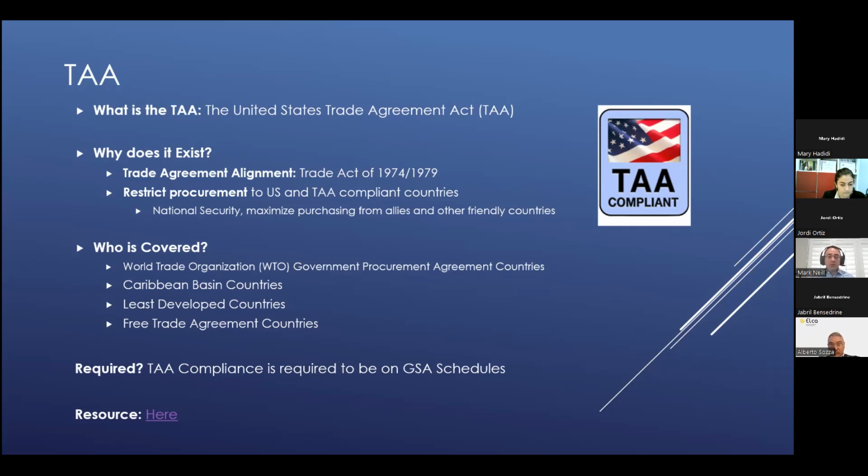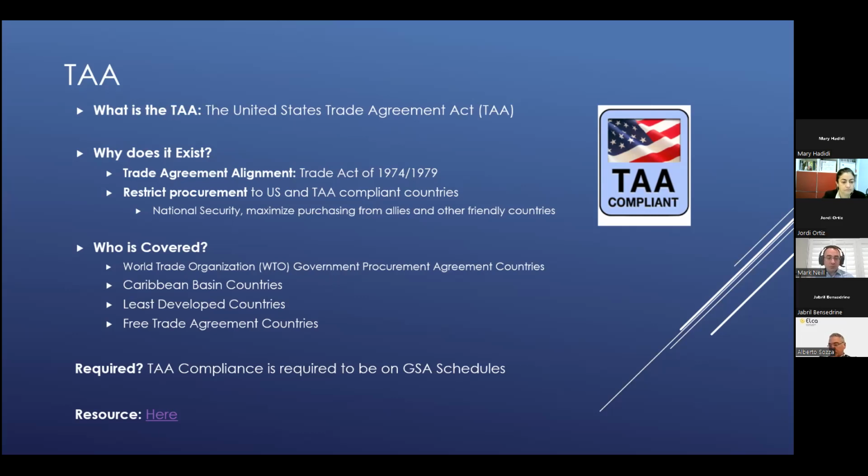So who's covered? WTO, so again, Europe would be in here. Some of our Caribbean friends close by, least developed countries. So this is, third, what we may not be politically correct, but third world countries, less developed countries, giving them a chance to compete for government funding. And then the free trade agreement countries. And we'll get into free trade agreements in a minute.